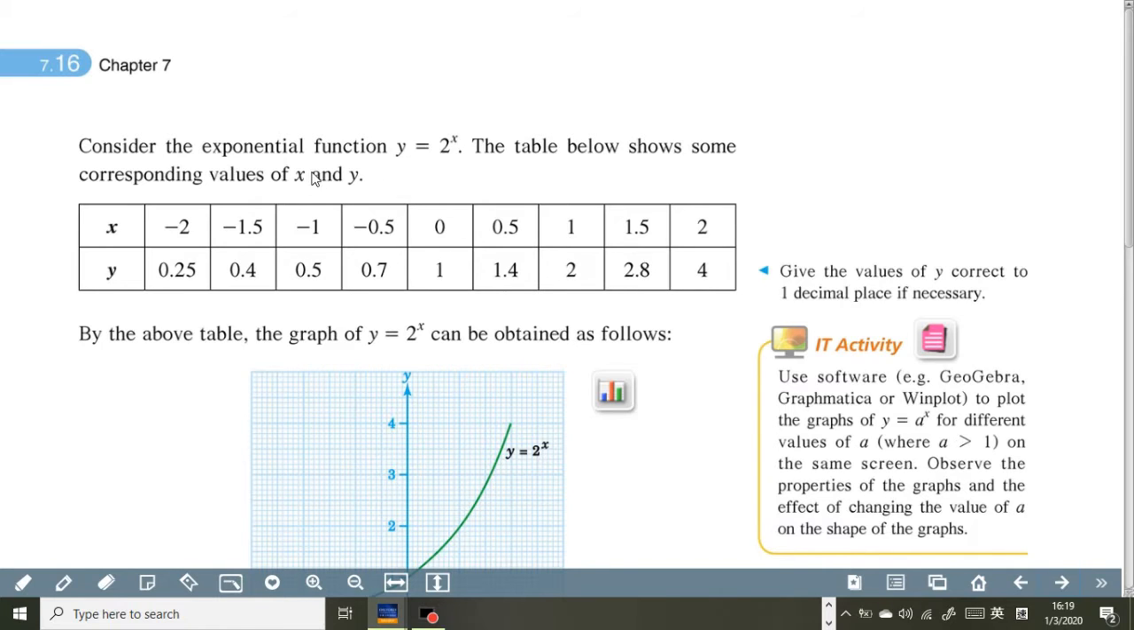If you have the function, then we can plot the graph. Basically, we use the previous example. y is an exponential function of base 2, so y is equal to 2 to the power x. We can substitute certain values of x and then find out the corresponding values of y by using a calculator. Just fill the table here.